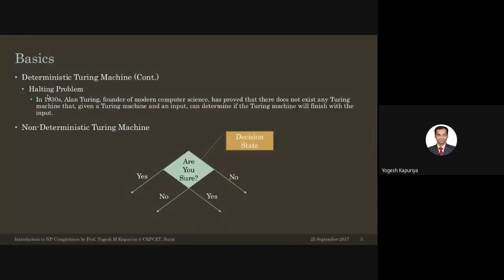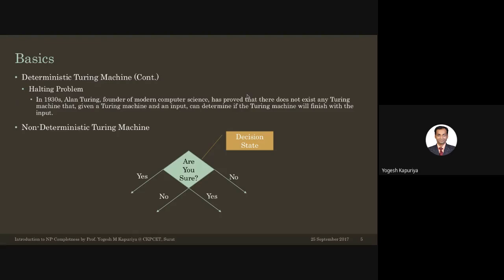It was carried forward by Alan Turing. In the 1930s, Alan Turing raised this issue, which is called the halting problem. Alan Turing is called the founder of modern computer science, right? That's why the Turing machine is named as such, after this person, Alan Turing.